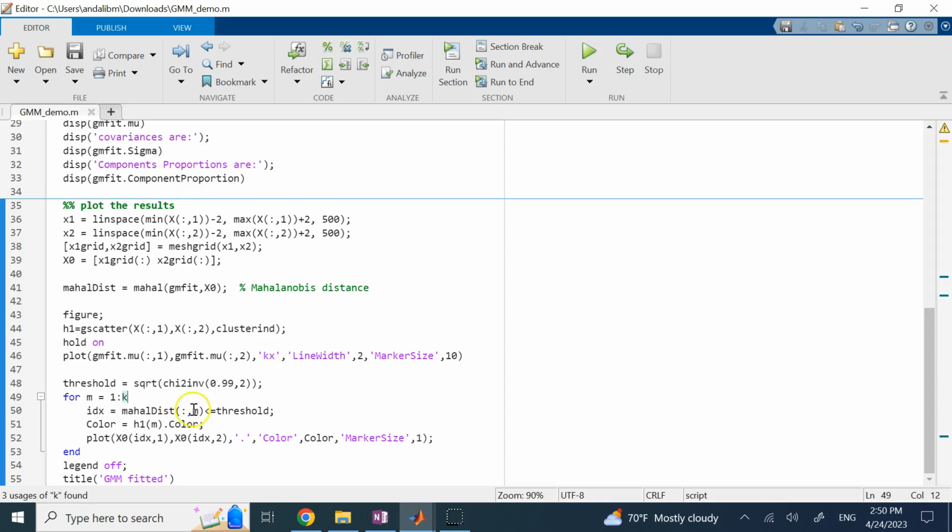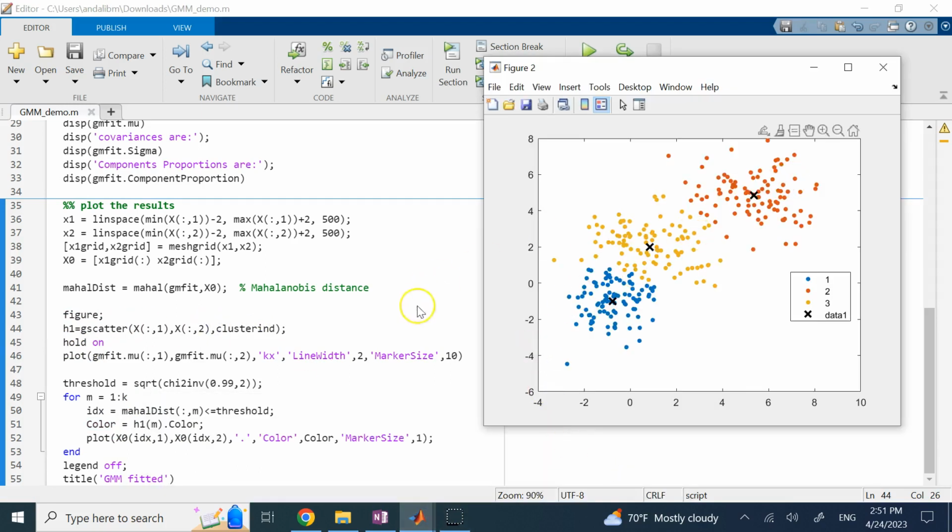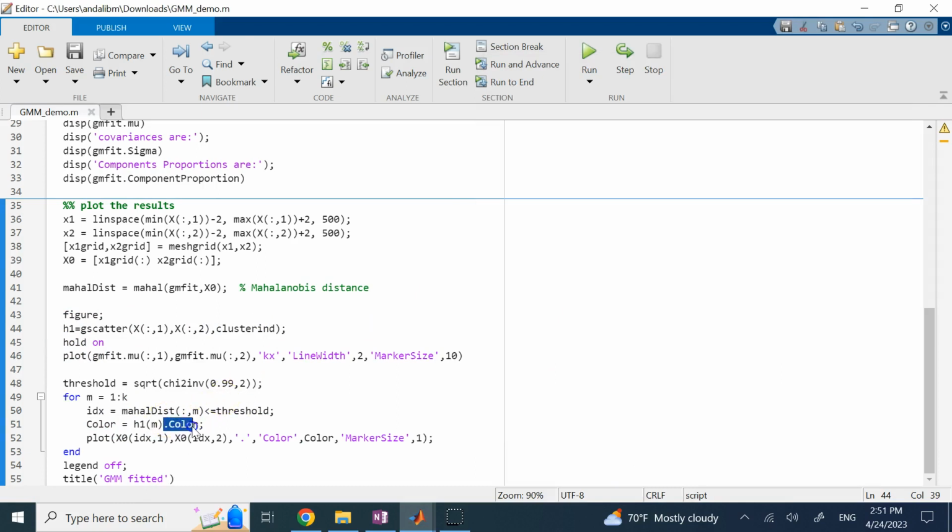I get the color of the data that I used in that scatter plot. Remember, this scatter plot has three colors, right? It has blue, yellow, and red. I get the color for the label of that scatter plot, and then what?